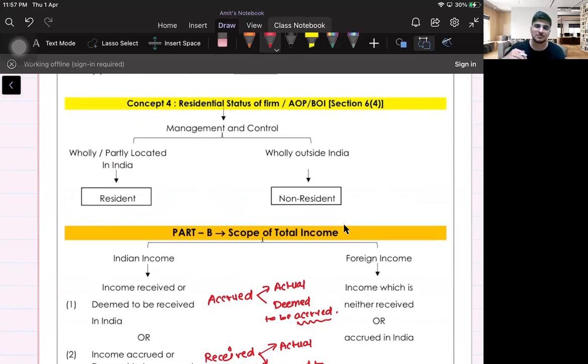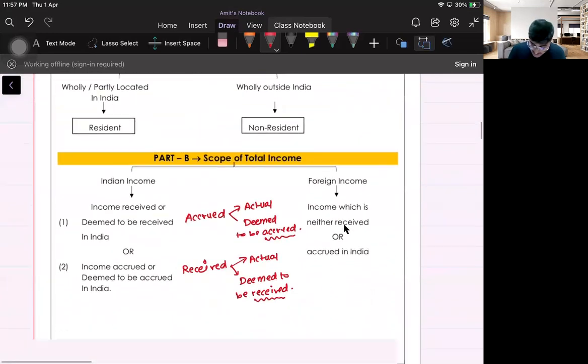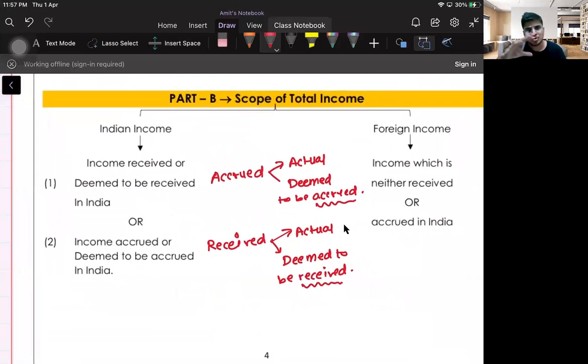Now we will start with part B, that is scope of total income. In scope of total income, I can say that income can be divided into two parts. One is Indian income and second is foreign income. Now, in case of Indian income, sir, when do you call this is an Indian income? What is the meaning of Indian income?